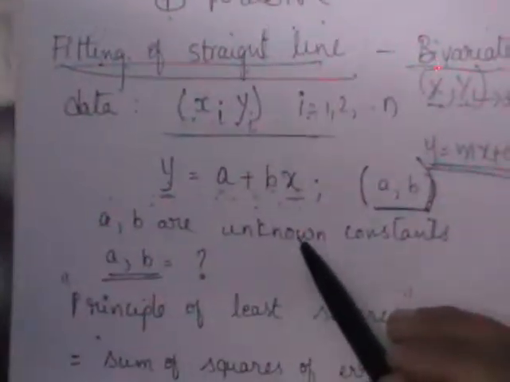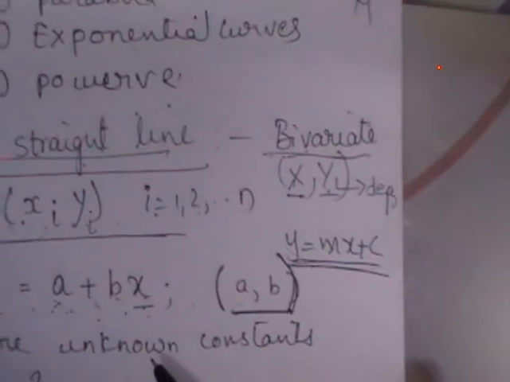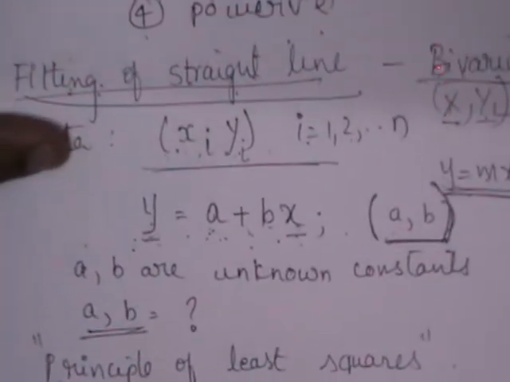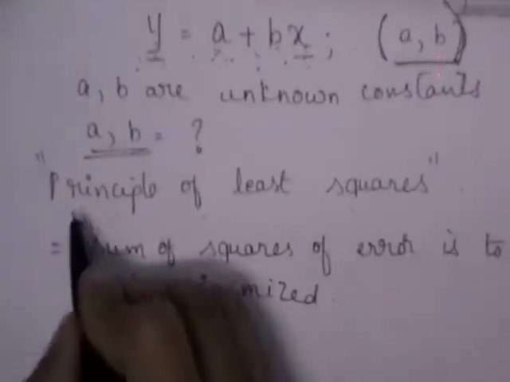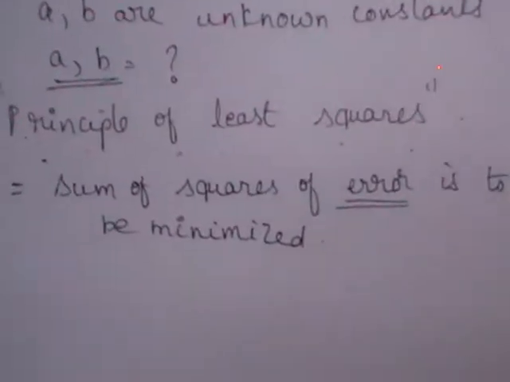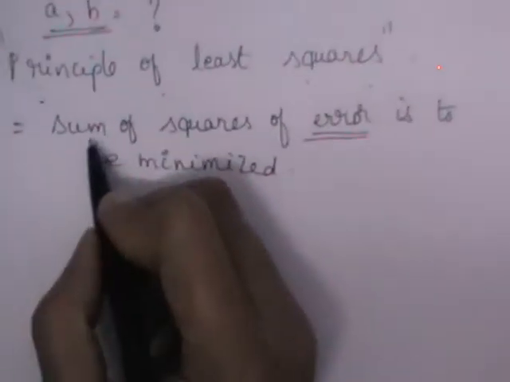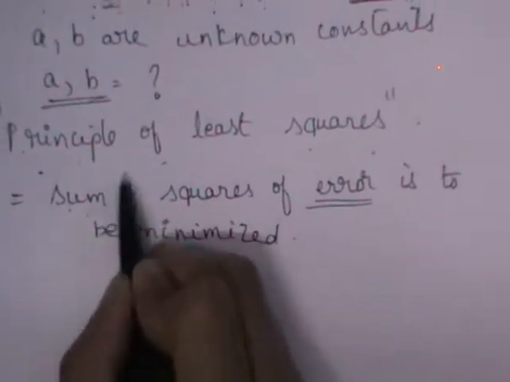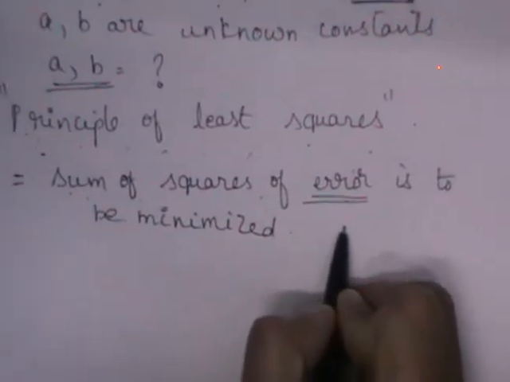So how to find out these a, b? In all curve fitting, we make use of a principle called the principle of least squares. What does this principle of least squares tell? That error is to be minimized. Instead of minimizing error, we are going to minimize the sum of squares of errors.